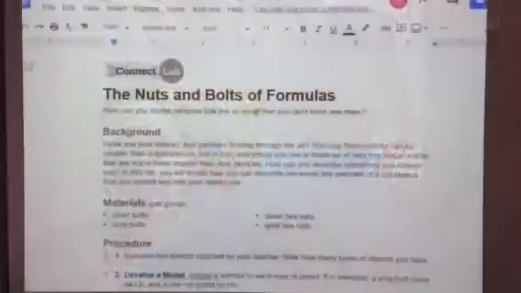All right, we're going to go through the instructions for this lab. It's going to be a virtual lab, so the procedure is going to be a little bit different, but we're going to take you through it so you understand what you need to do. So get ready. Here we go.